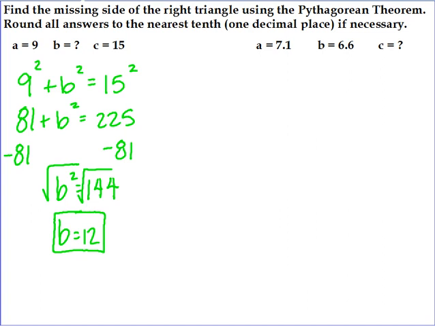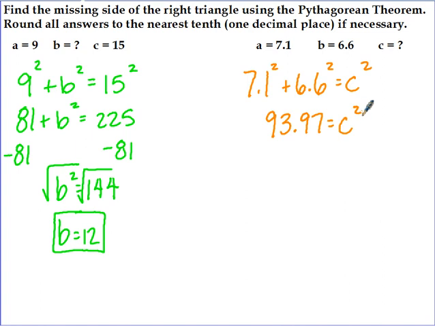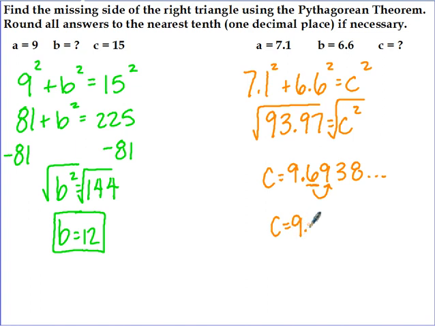And then this one over here to the right. Now we're solving for C. So I'll have 7.1 squared plus 6.6 squared equals C squared. I can plug that whole left side into my calculator to get 93.97. And now again, I'm going to take the square root of both sides. And this is the first time that I get a decimal, 9.6938 and so forth. So I'm going to round it to one decimal place. So that 9 will change that 6 to a 7. And again, there's no units, so that's my answer.